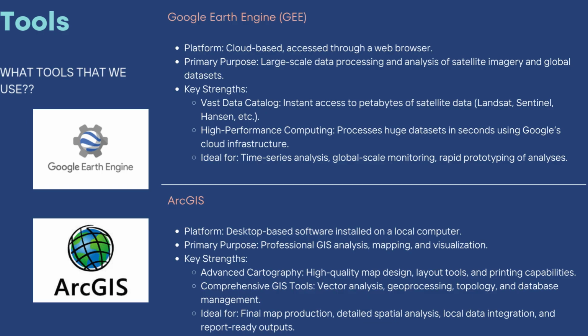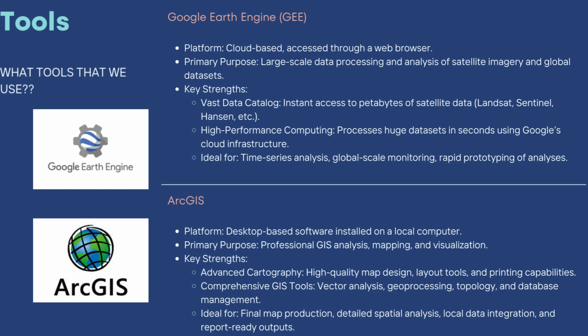So, to compare them directly, GEE is for large-scale cloud-based analysis. It's about speed and scale. ArcMap is for desktop-based cartography and detailed GIS work. It's about precision and polish. The key is these tools are not competitors. They are collaborators. Here was our integrated workflow.